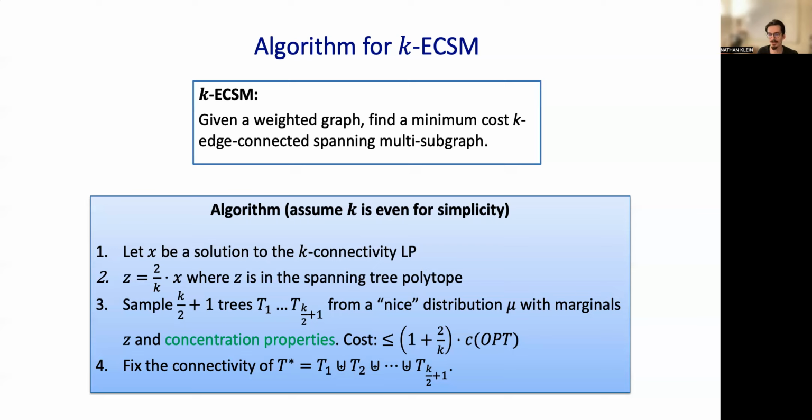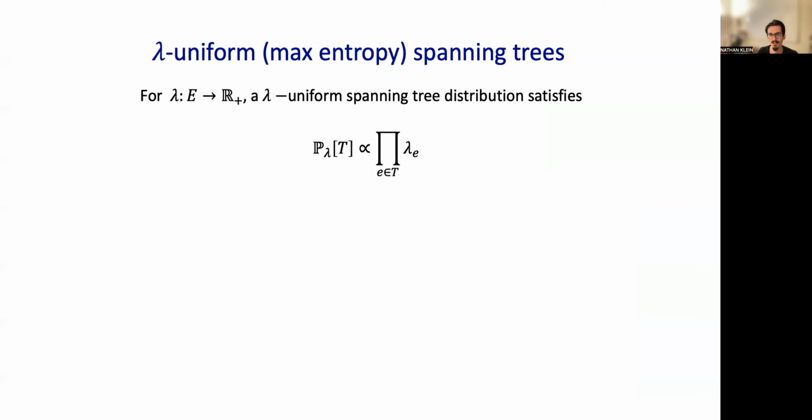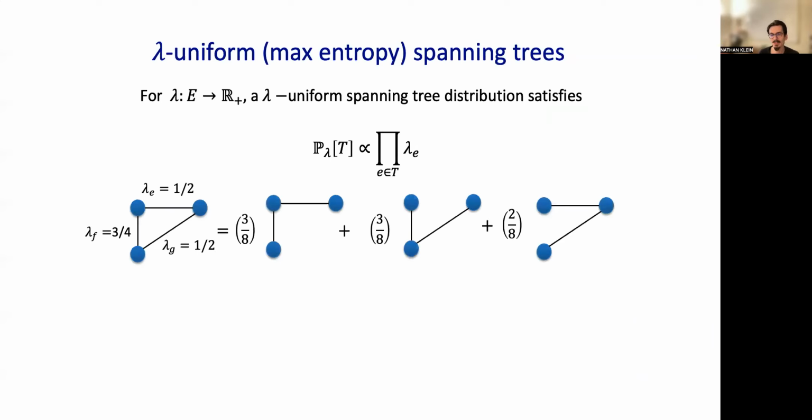Before we talk about step 4, though, I'll just briefly introduce the tree distribution mu we'll be using. We'll use so-called lambda-uniform tree distributions. So we say a spanning tree distribution is lambda-uniform if every edge has weight lambda_e, and the probability of a spanning tree is proportional to the product of the lambda_e's in its edge set. So for example, this graph with lambdas 3/4, 1/2, and 1/2 would yield the following distribution over spanning trees.